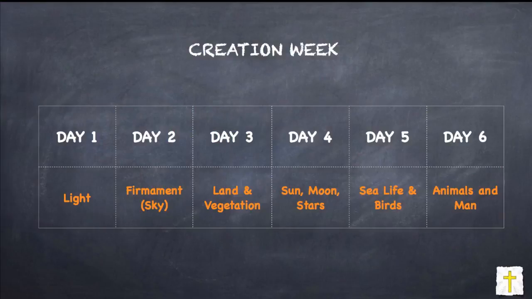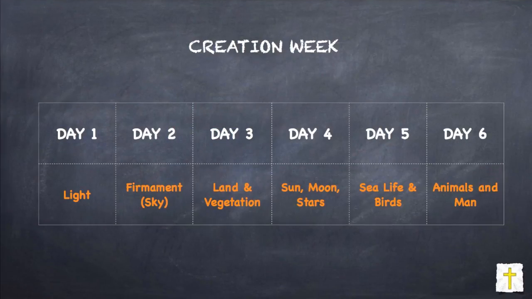In the creation week, on day 1, the light was created. Day 2, the waters above were separated from the waters below, and the sky was made, or the firmament. Day 3, we had land and vegetation. Day 4, the sun and the moon and the stars were created. Day 5, which we're at today in this study, we're going to be talking about the sea life and the birds that were created. And day 6, the animals and man.